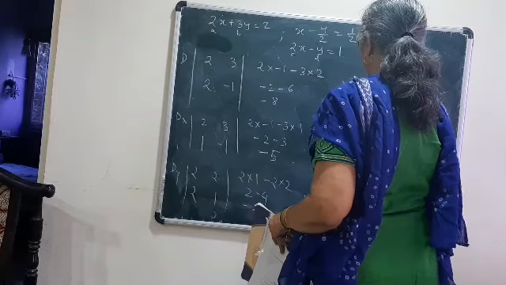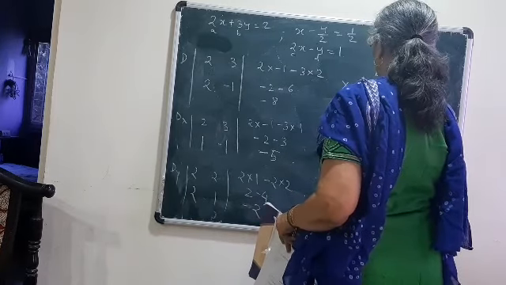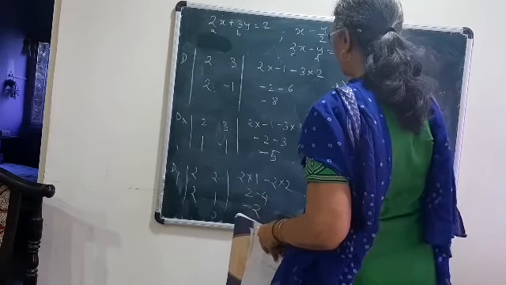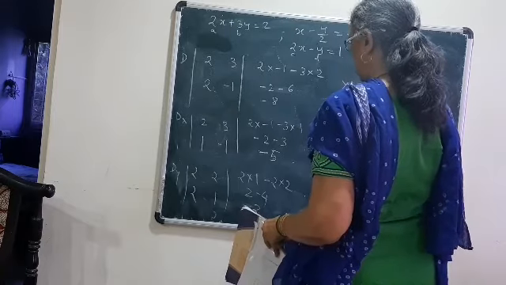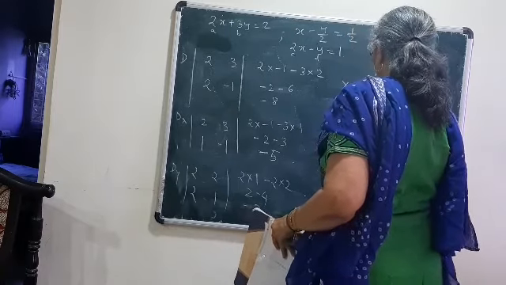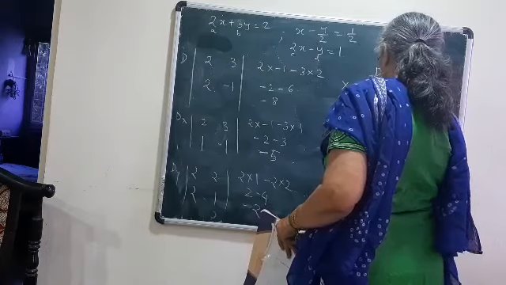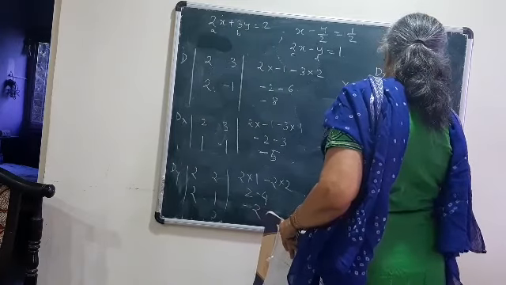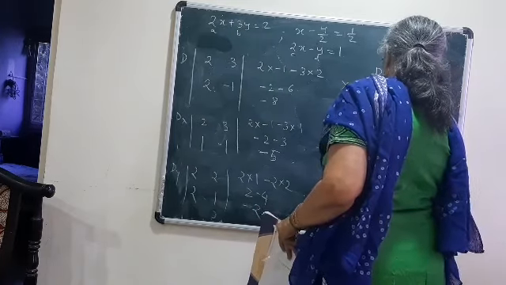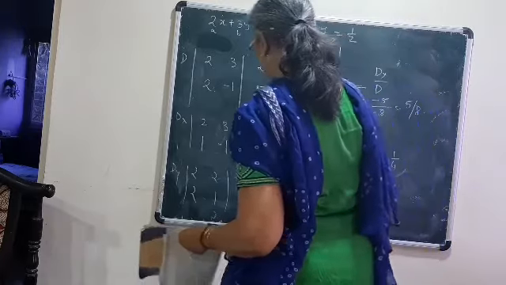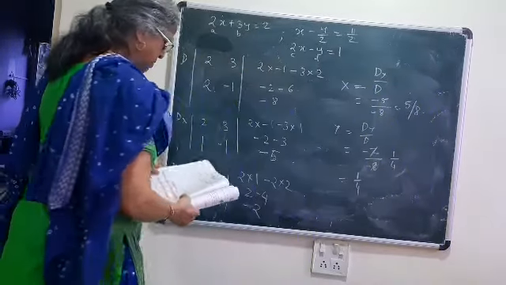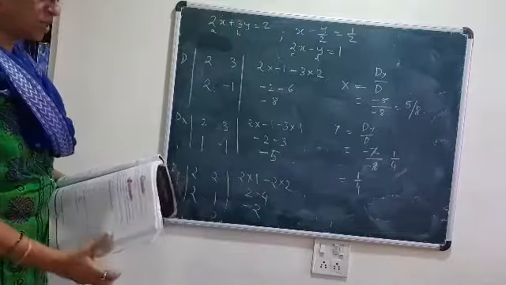And y will be dy upon d. dy is minus 2 and d is minus 8. So answer is 1 upon 4. So solution set is 5 by 8, 1 upon 4. So that is the last sum. So we have finished exercise 1.3.